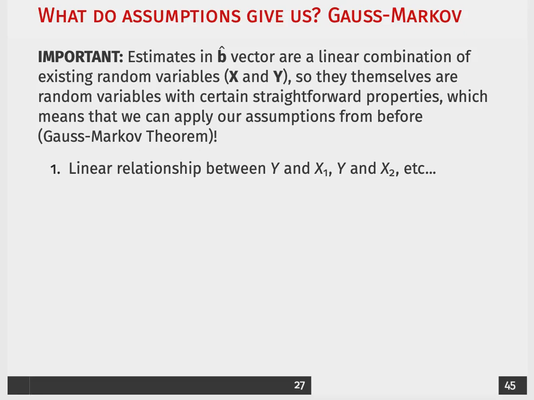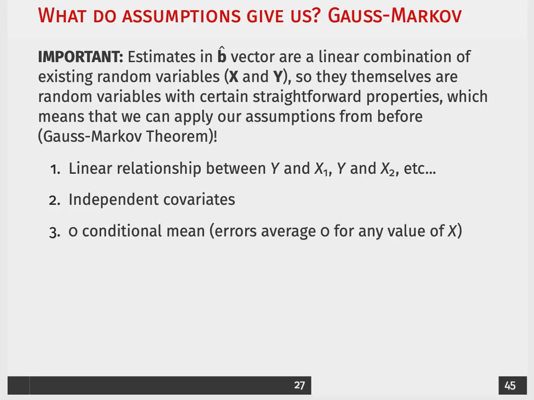One, our first assumption is that there's a linear relationship. We are modeling a linear relationship between our first covariate and y, our second covariate and y, etc. Second, we are assuming that these covariates are independent of each other. We are also assuming that there is a zero conditional mean, meaning that the errors average out to be zero for any value of any of the covariates.